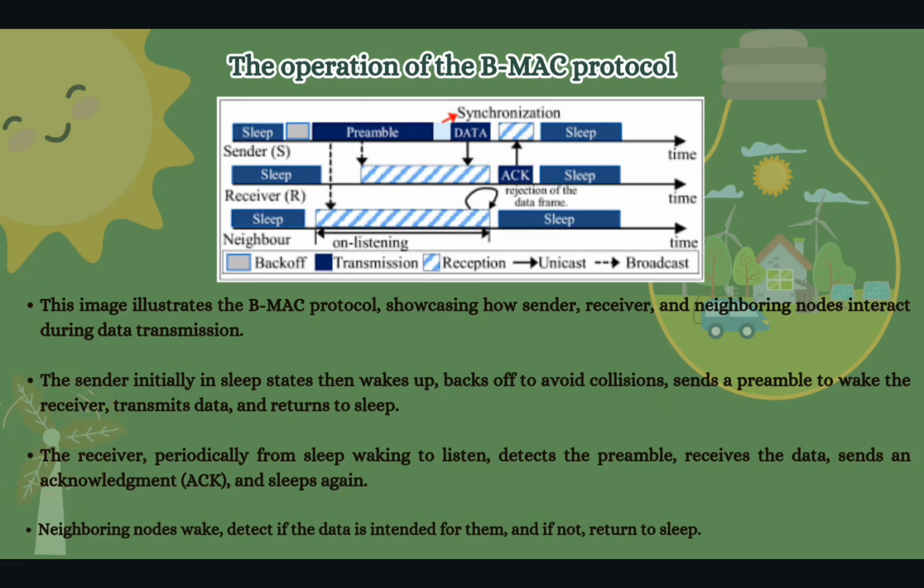The operation of the BMAC protocol. This image illustrates the BMAC protocol, showcasing how sender, receiver, and neighboring nodes interact during data transmission. The sender, initially in sleep state, wakes up, backs off to avoid collisions, sends a preamble to wake the receiver, transmits data, and returns to sleep. The receiver periodically wakes from sleep to listen, detects the preamble, receives the data, sends an acknowledgement, and sleeps again. Neighboring nodes wake, detect if the data is intended for them, and if not, return to sleep.